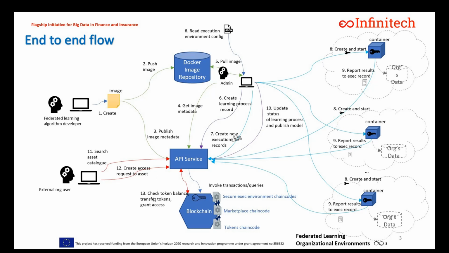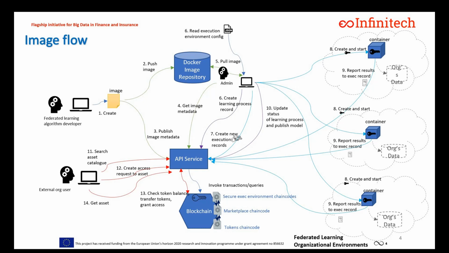When an organization tries to access the asset, the chain code verifies whether an approved access request for this organization and this asset exists, and access is either granted or denied accordingly. We have just gone through the whole scenario for federated learning process execution and asset trading. Let's dive deeper into each part and see the execution of each step.